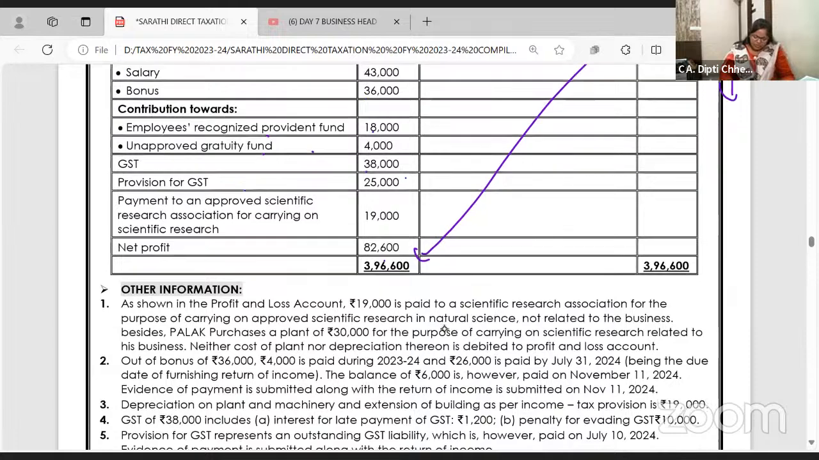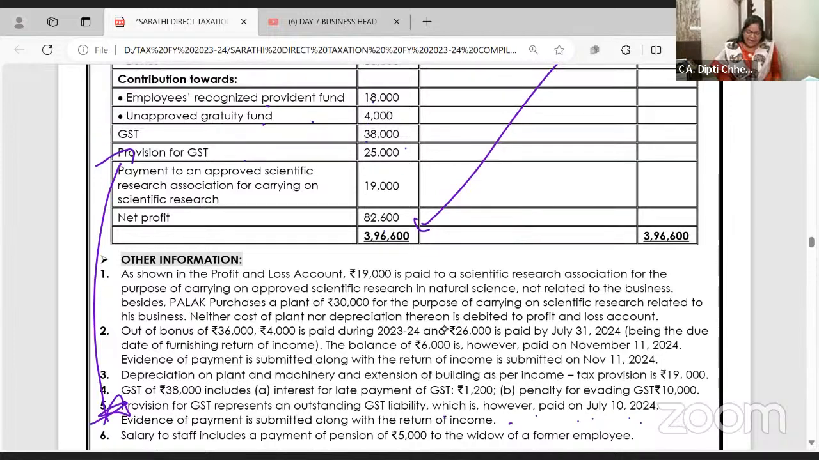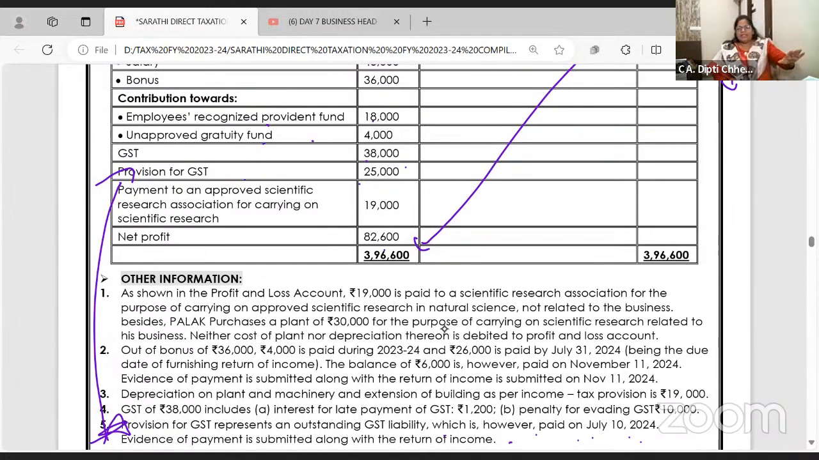GST is allowed, and for provision of GST, they will give the point. So this 1 point, because it's related here, we can take it up now. Provision for GST represents an outstanding liability which is however paid on July 10th. Okay, great. So this GST was outstanding, but you have paid it on July 10th and your due date of filing the return is 31st July. So no need to disallow it. Scientific research, 100% expenditure is allowed and debited. Don't do anything. Clear? Right.